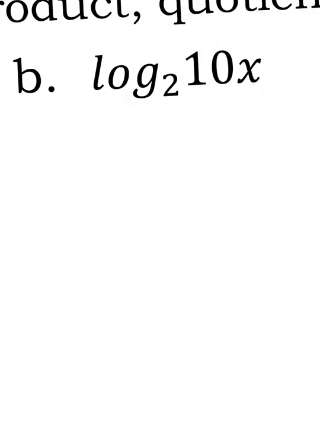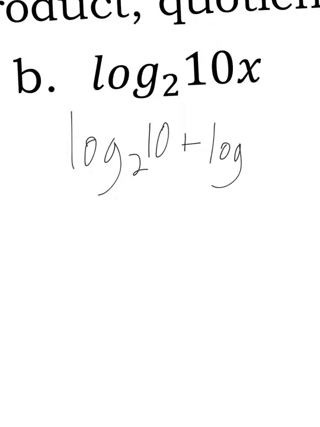So with log base 2 of 10x, 10's not really a perfect square or cube or anything like that. So I'm not going to use the power property. But I can use the product property. How can I split this up? First of all, log base 2 of 10x, you can separate the 10 and the x. All right. So I can write it like this: log base 2 of 10 plus log base 2 of x.